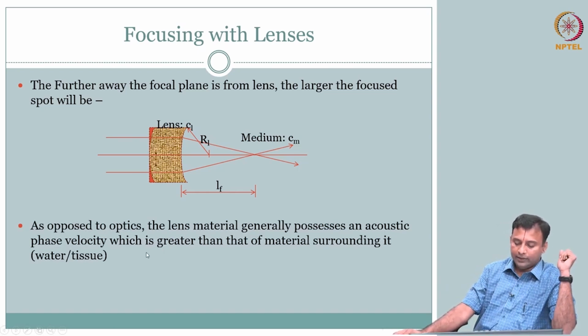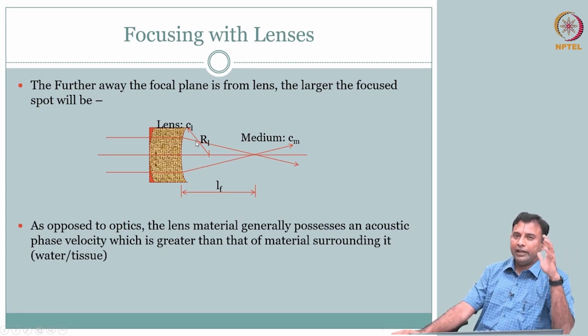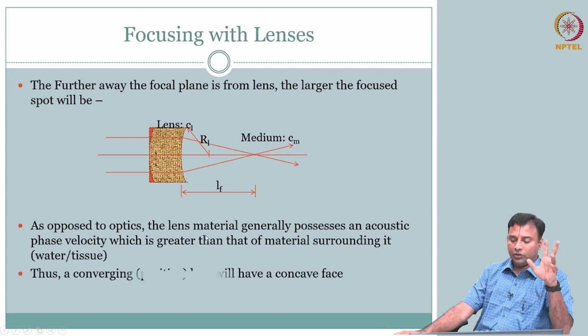So the only thing here, as opposed to optics, is the shape. See, there also it's the same thing, right? We have phase velocity, but here we are talking about acoustic phase velocity, and therefore this ratio and the shape. Converging means we will have a concave face here. A converging positive lens will have a concave shape here, but otherwise the concepts are very similar.